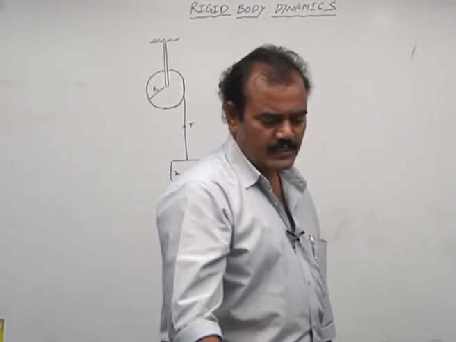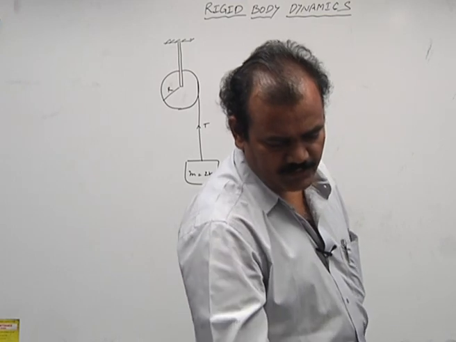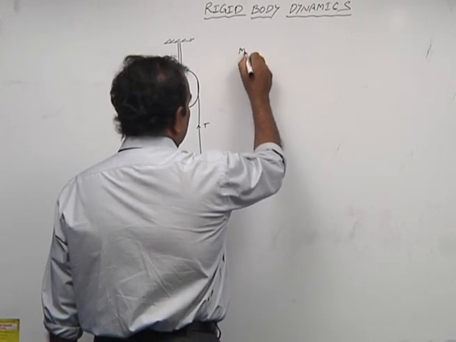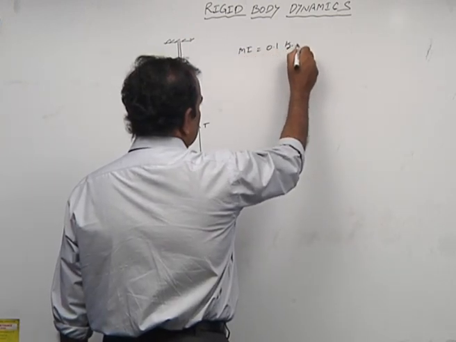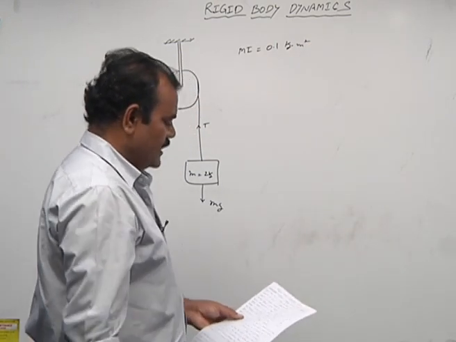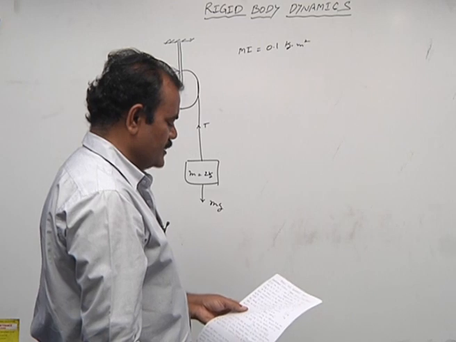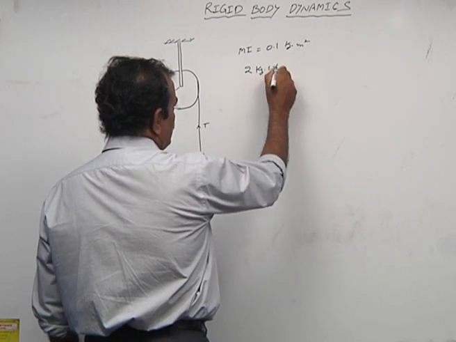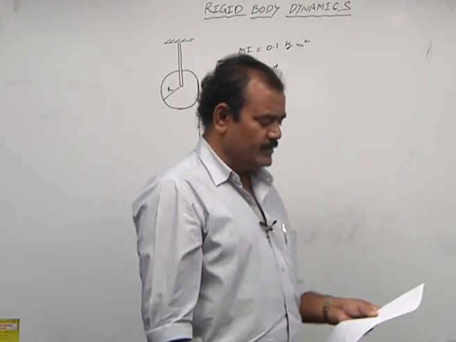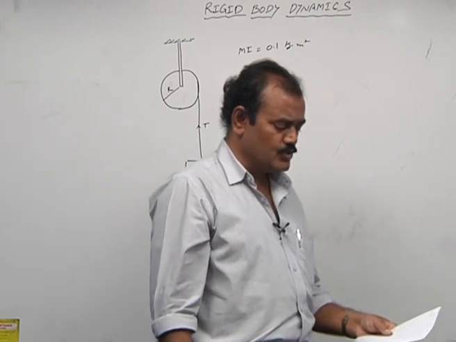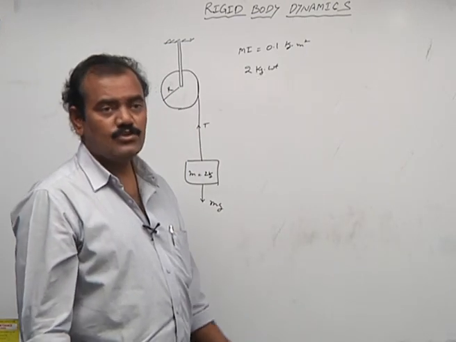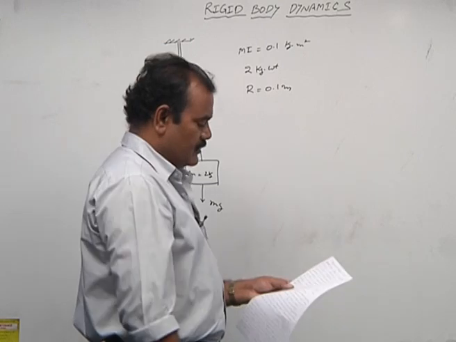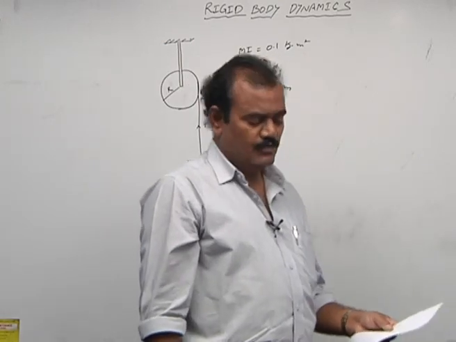The moment of inertia of the solid flywheel about its axis is 0.1 kg meter square. Thereafter a tangential force of 2 kg weight is applied around the circumference of the flywheel with the help of a string and a mass arrangement as shown in the figure. The radius of that wheel is 0.1 meter, so that's why R is given as 0.1 meter. Then find the acceleration of that mass.